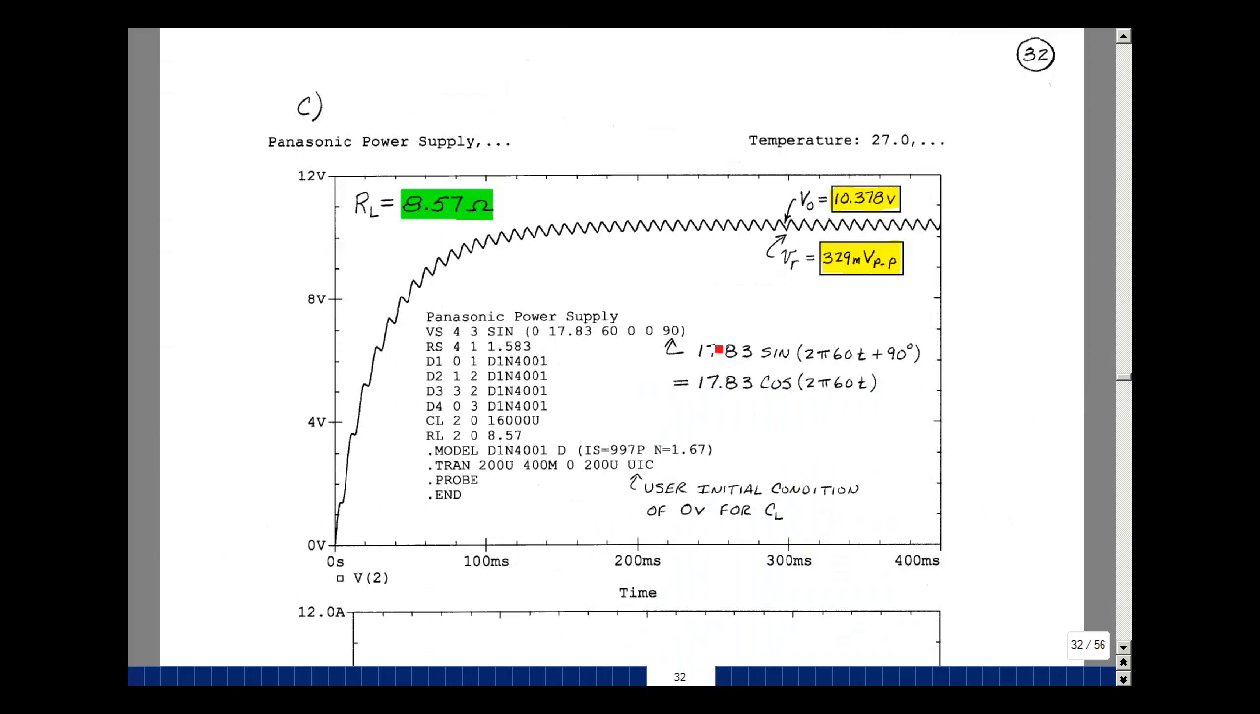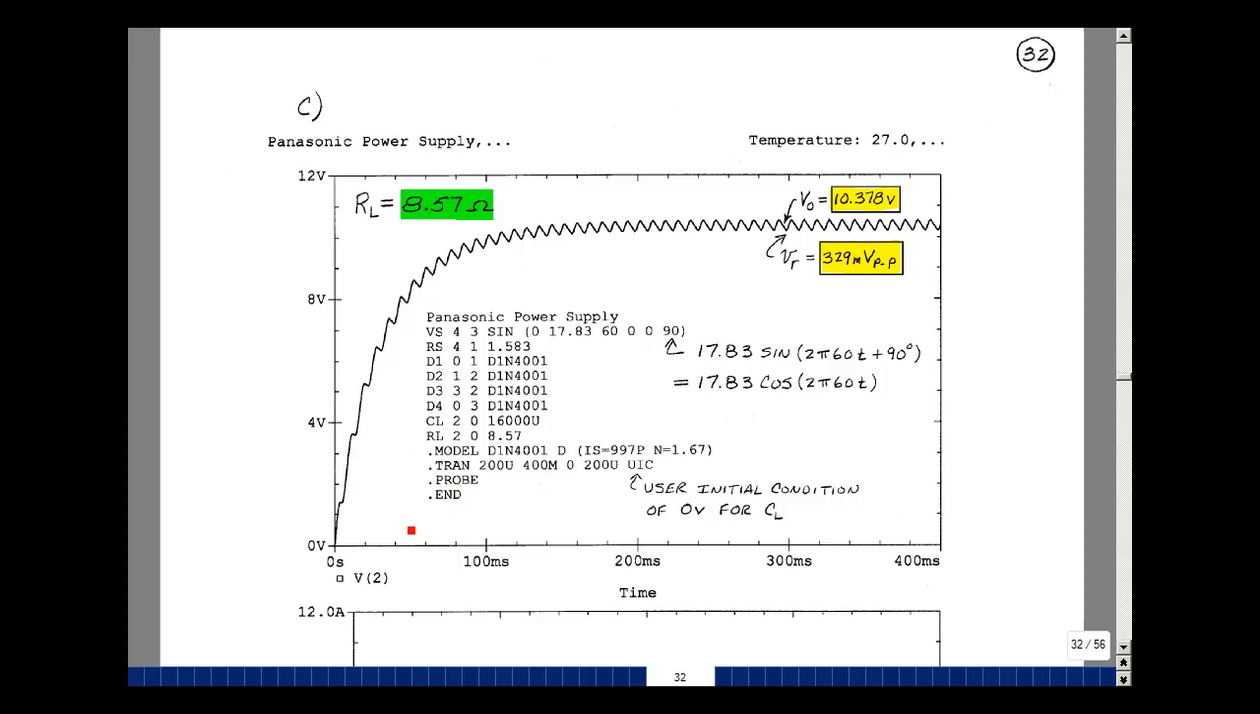Here's my SPICE file for my design. I've got a title, a dot end. I have a voltage source that's a sine wave. I've got a resistance in series. I'm going to have to add in the winding resistance because my voltage source is perfect. 4 diodes, capacitive load of 16,000 microfarads, and a resistive load of 8.57 ohms. I'm going to use the model we did in Supplemental Problem 2.5 for a 1N4001 diode.